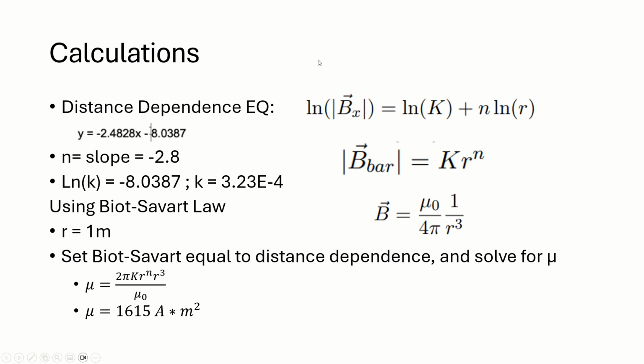So some calculations from the experiment. The distance dependence equation, this is what we got from putting our results into the Excel spreadsheet. Then we realized that the slope was equal to the n value. The plus b in the y equals mx plus b was the ln of k, which then got us k. Eventually, we manipulated the Biot-Savart law to find what the magnetic dipole was, and plugging in, we got 1,615 amperes times meters squared.